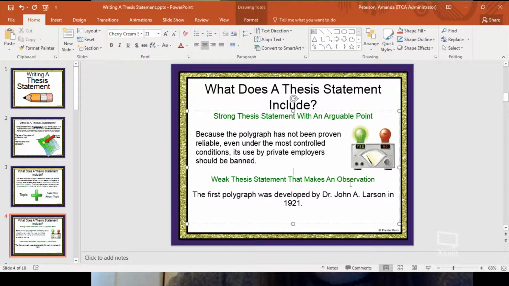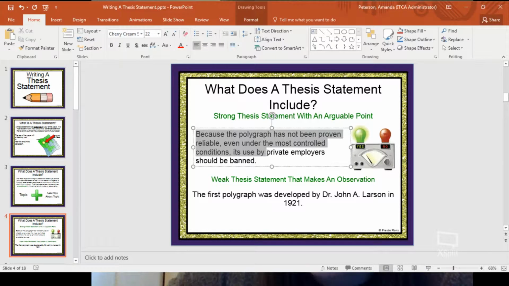Okay, a weak thesis statement is one that makes an observation. The first polygraph was developed by Dr. John A. Larson in 1921. That's not a thesis statement. That's just a fact or an observation, okay? This is arguable. This is a strong thesis statement, and it tells you exactly what you're going to talk about. It gives you, like we talked about before, topic, which is the polygraph, and then an assertion: its use by private employers should be banned.